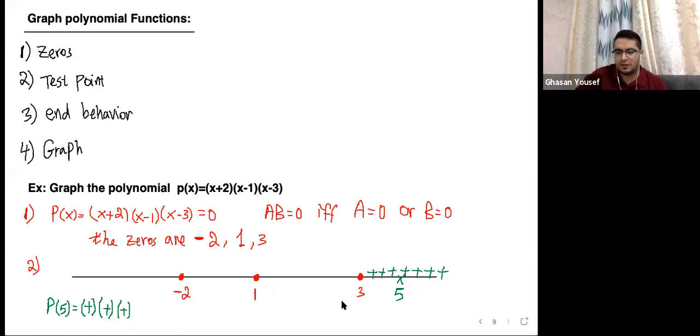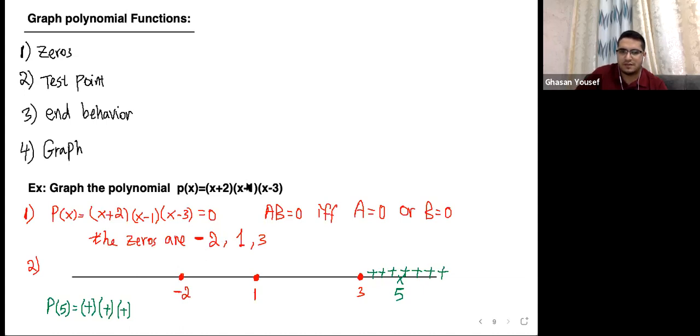Okay, sure. Pick any number greater than 3. I take the 5. Plug the 5 inside the b of x. 5 plus 2, I get 7. What is the sign of the 7? Is it positive or negative? Positive. So we put positive inside the parentheses.